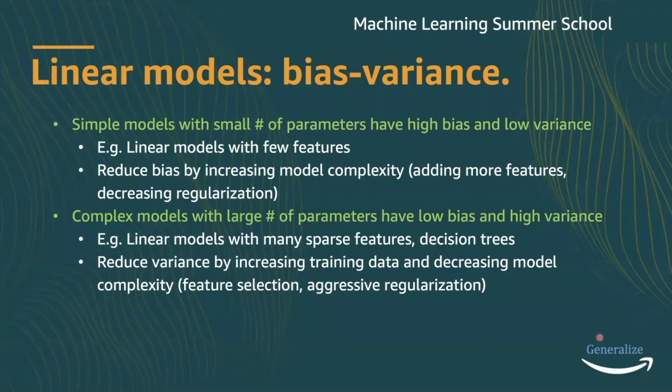And broadly, simple models with small number of parameters have high bias and low variance. You want to increase the model complexity in such cases. On the other hand, if you have very complex models with large number of parameters, you're going to have low bias and high variance, and you want to do the opposite there. You want to regularize more aggressively, maybe use feature selection, maybe increase the amount of training data if that's possible, and so on.